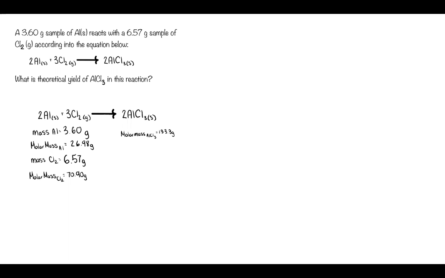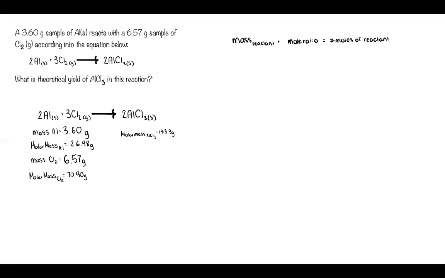The problem we are given is a 3.6 gram sample of aluminum reacts with a 6.57 gram sample of Cl2, according to the equation below. What is the theoretical yield of aluminum chloride in this reaction? Obviously, to solve this problem, we incorporate our knowledge of limiting and excess reactants and figure out which reactant is which. To start off, we will convert the masses we are given in the problem into moles using their molar mass quantities that we receive from a periodic table.